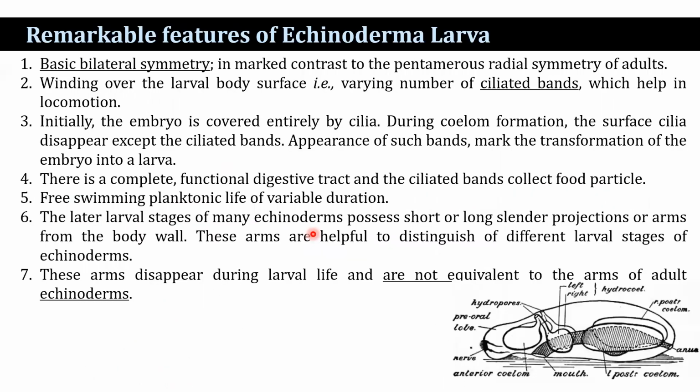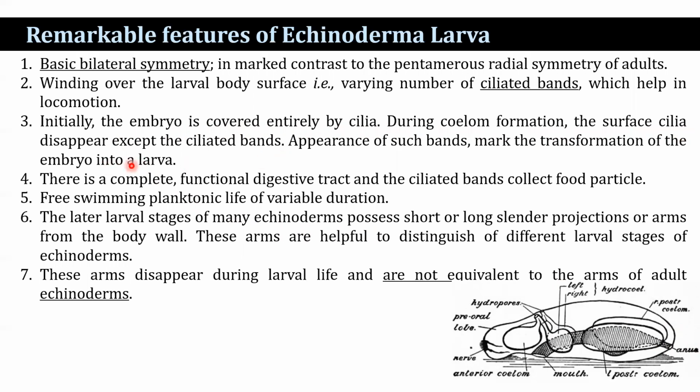Now, what are the features of the echinoderm larva? Number one, there is a basic bilateral symmetry, in marked contrast to the pentamerous radial symmetry of adults. Winding over the larval body surface is a varying number of ciliated bands, which help in locomotion. Initially, the embryo is covered entirely by cilia. During coelom formation, the surface cilia disappear except the ciliated bands, and the appearance of such bands marks the transformation of the embryo into the larva.